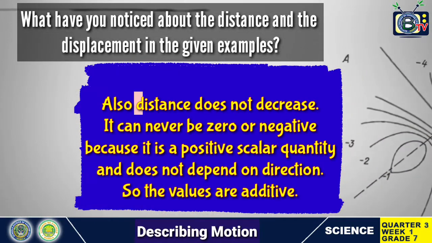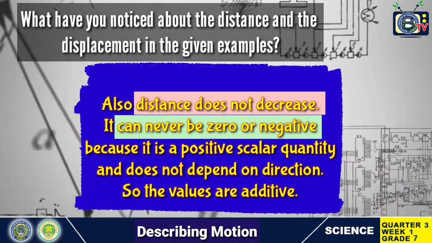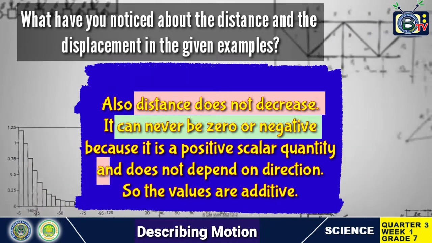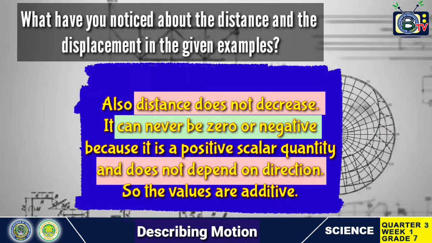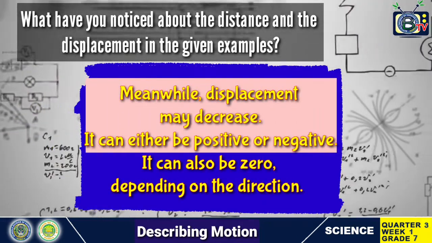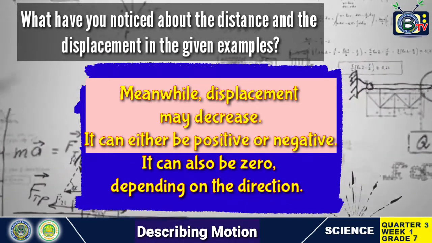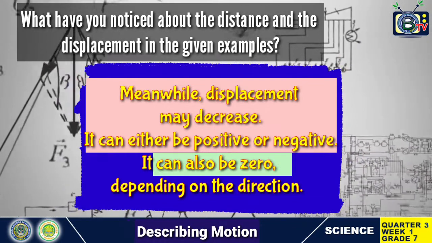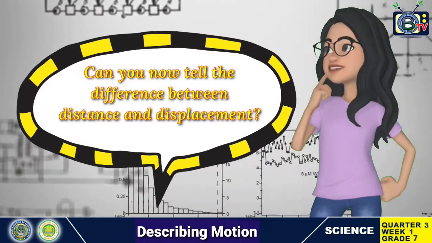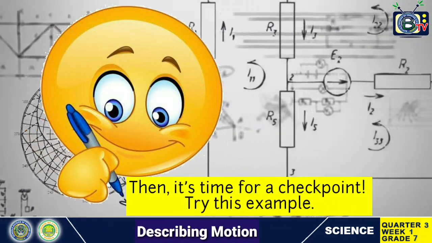Also, distance does not decrease. It can never be zero or negative because it is a positive scalar quantity and does not depend on direction. So the values are additive. Meanwhile, displacement may decrease. It can either be positive or negative. It can also be zero depending on direction. Alright, can you now tell the difference between distance and displacement? Then, it's time for a checkpoint.